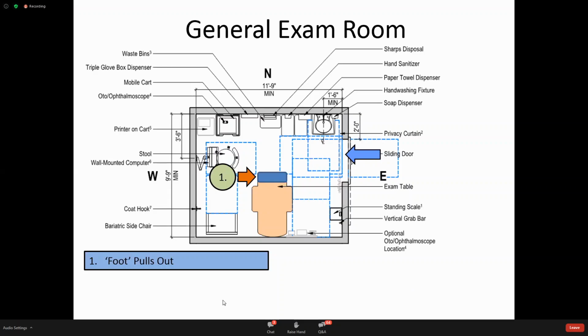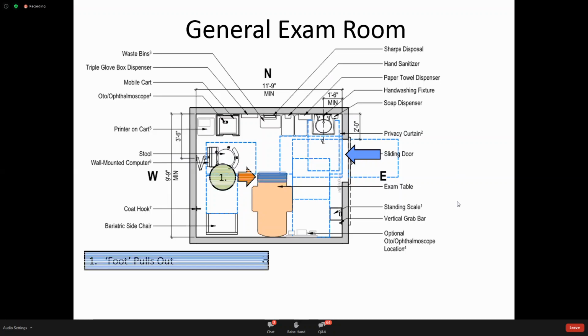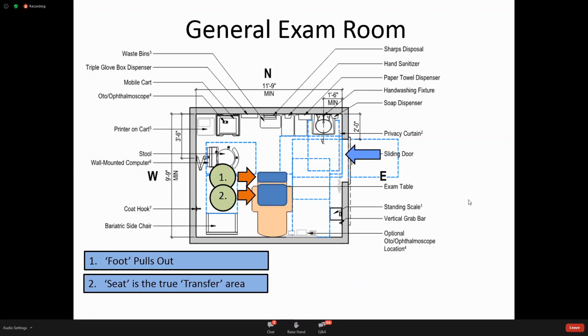Now as we break it down, this is just a graphic that we got from the manufacturer for the purposes of our AutoCAD or Revit type drawings that shows the footprint of the exam table. What that is showing us is that this end part is the foot that pulls out. The second part is truly the seat where the transfer occurs. And then that end part is more of the back that folds down.